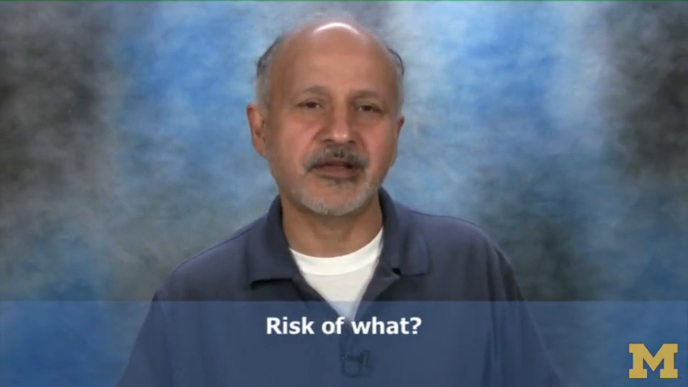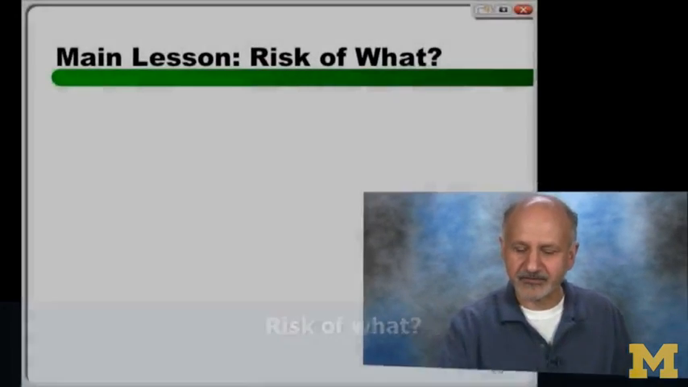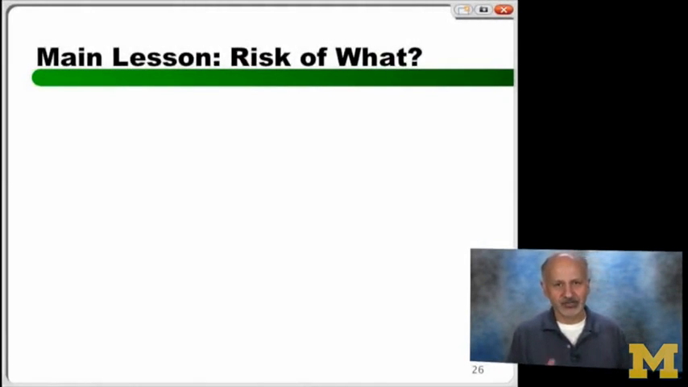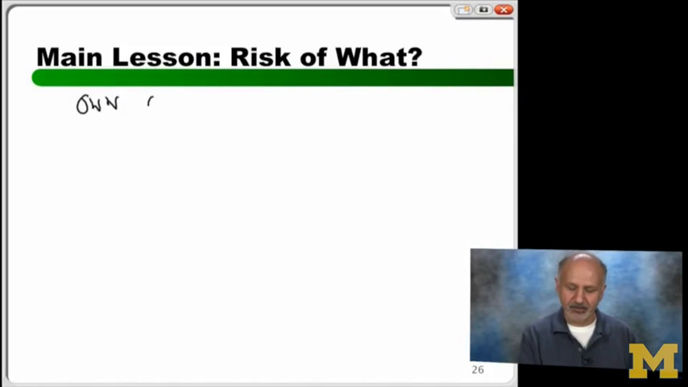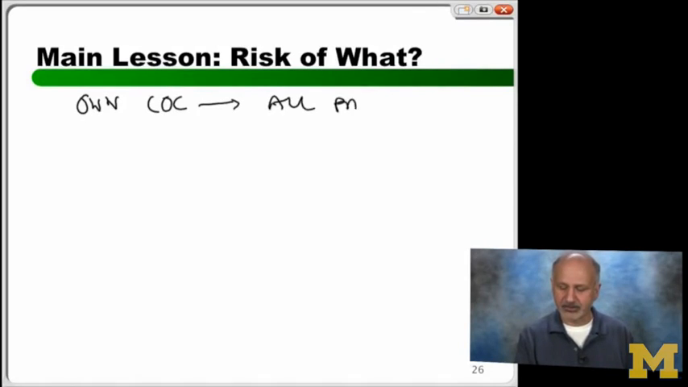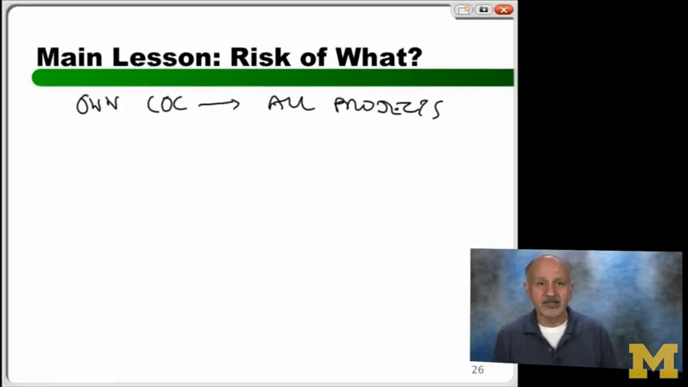So what if GE were to say this? We are going to use our own cost of capital, like the video game cost of capital, to evaluate all projects. And by the way, this is done by a lot of firms. And I think this is really scary and dangerous. So let me explain to you.